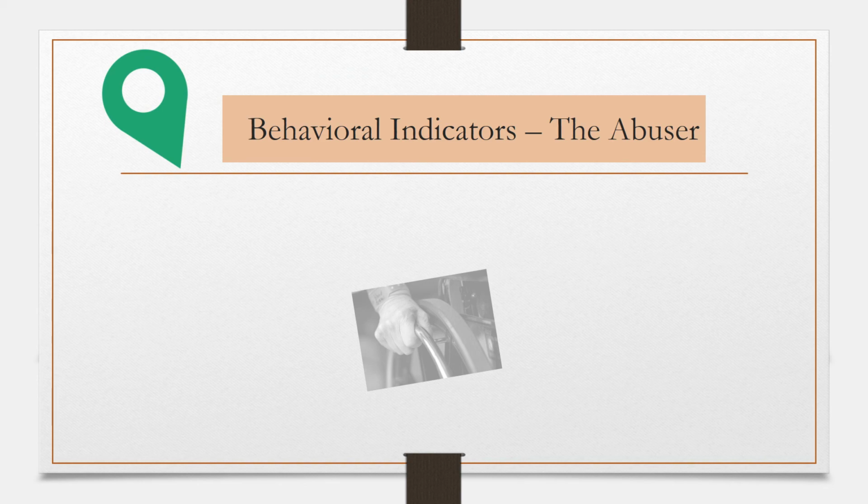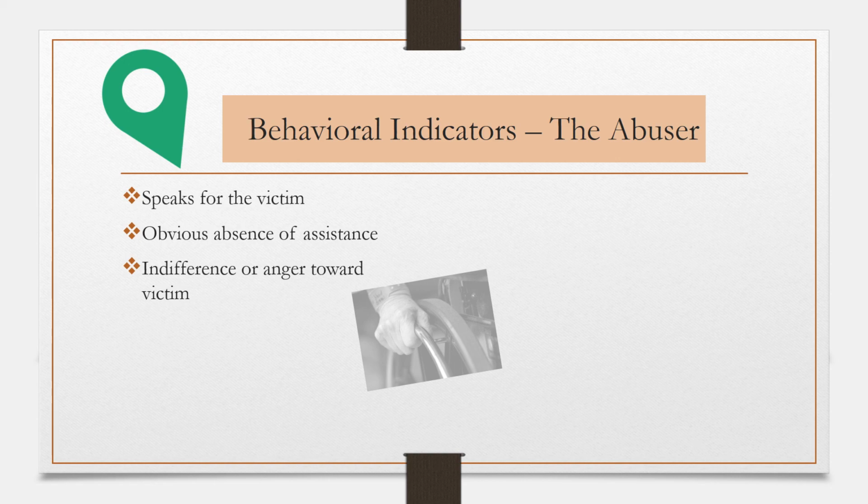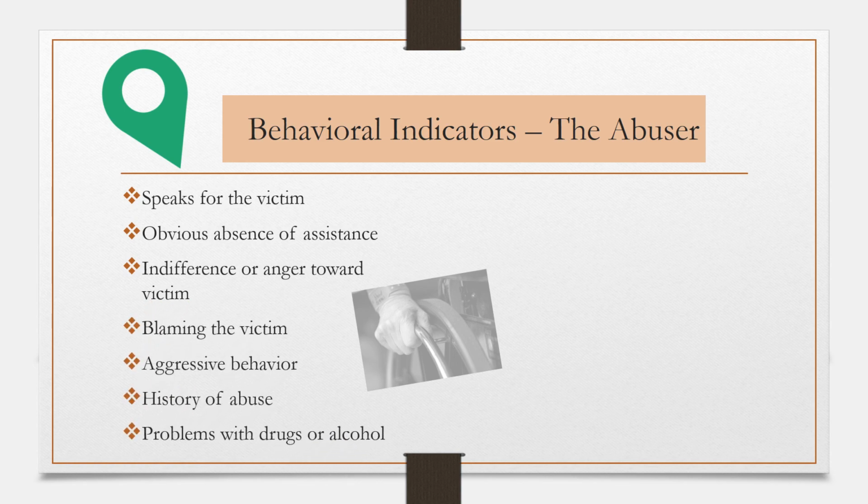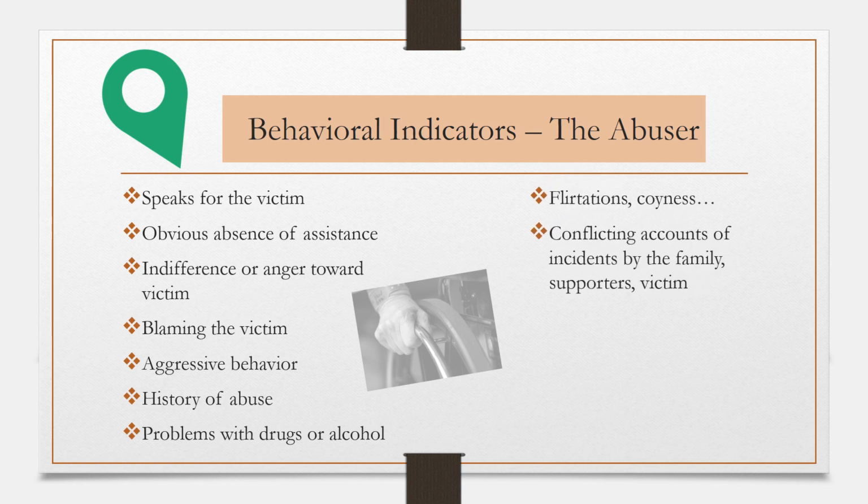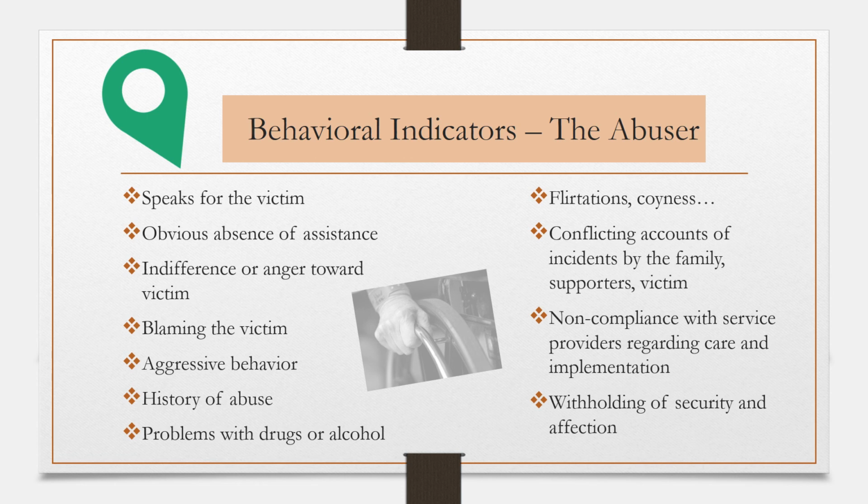Behavioral indicators of the abuser include the victim not being allowed to speak for him or herself, an obvious absence of needed assistance, attitudes of indifference or anger toward the victim, the caretaker blaming the victim, aggressive behavior, a previous history of abuse, problems with alcohol or drugs, flirtations or coyness, conflicting accounts of incidents by the family, supporters, and the victim, non-compliance with service providers in planning for care and implementation, and the withholding of security and affection.